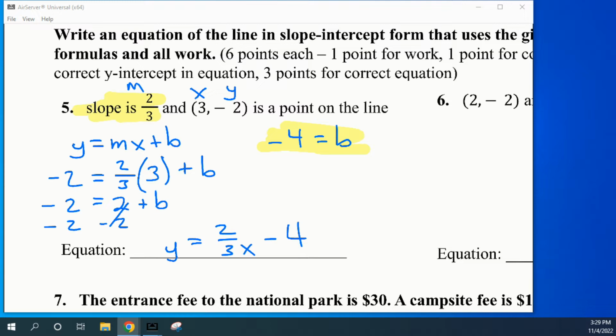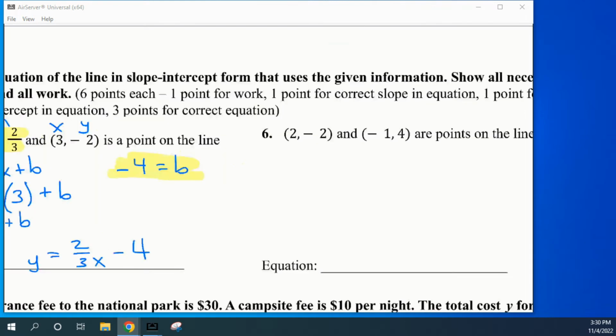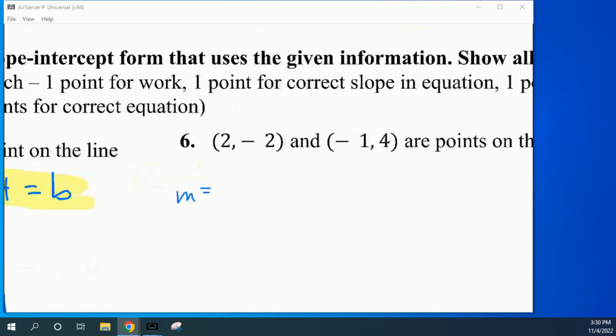The next one has one extra step. So in 6, we are not given our slope, so we need to find it. To find our slope, we need to use the slope formula. Y sub 2 minus y sub 1 over x sub 2 minus x sub 1. Call this ordered pair 1, this ordered pair 2. And then it's filled just like on number 5, it's filled with x and y coordinates. So substitute. That's what we have to do.